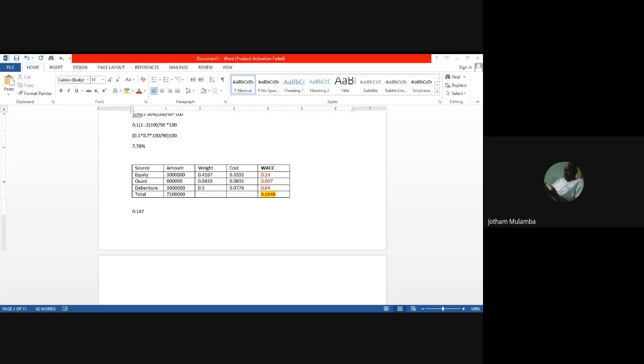Anybody who has a different figure? So we go with the figure of 0.187. Convert this into percentage: that will be 18.7%. So 18.7% is what we have been looking for, which is the weighted average cost of capital. This is the average cost of capital that this company is paying, though it's paying different rates at different sources. Let me get you another question, then we move on to the next topic.